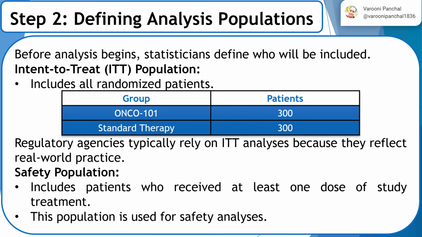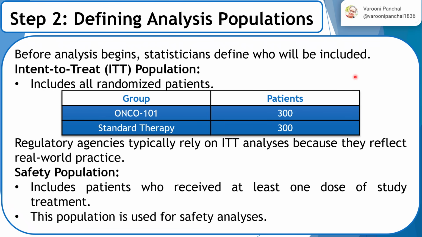Now step 2 is defining analysis populations. Before analysis begins, statisticians define who will be included, whether it could be ITT, mITT, safety population, or PP population. The definition of this analysis population should be clear in the statistical analysis plan when it is drafted, and it should be finalized before approval or before signature of that statistical analysis plan.